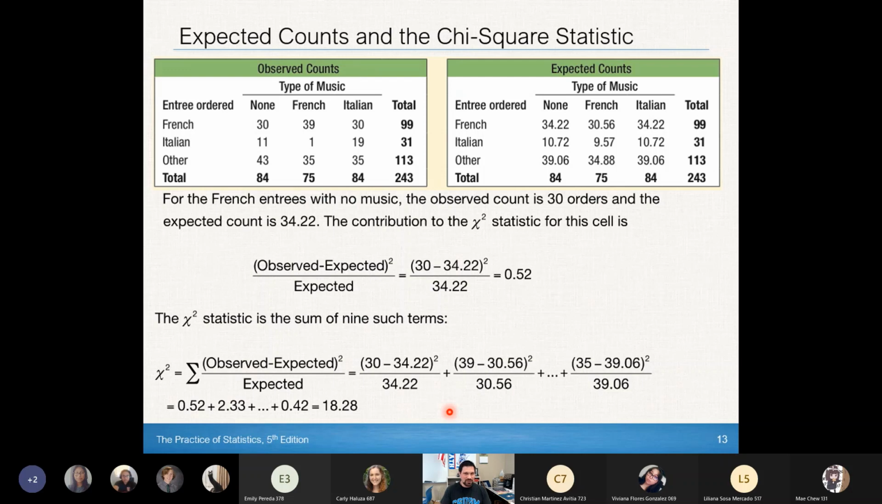Anything I can clarify about this finding of the chi-squared statistic?